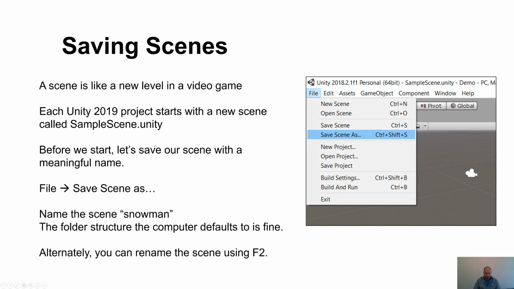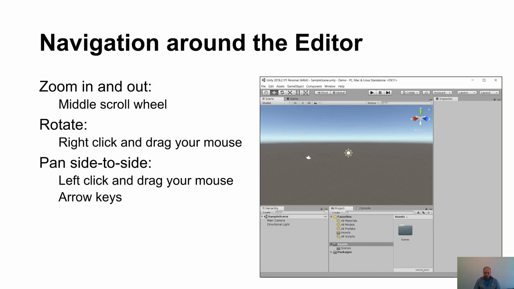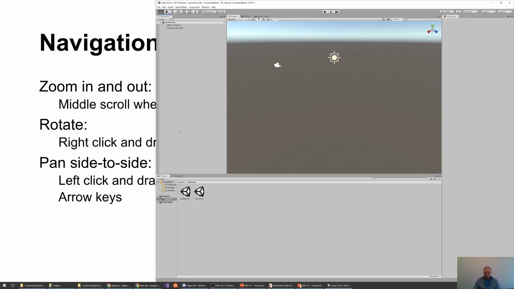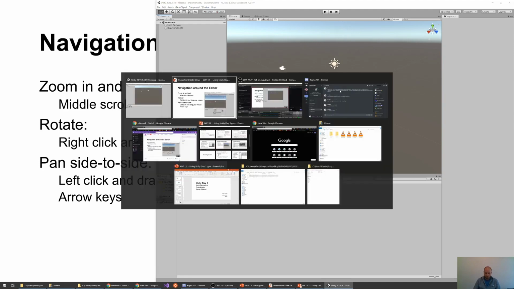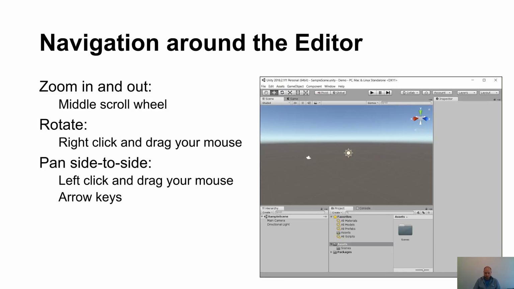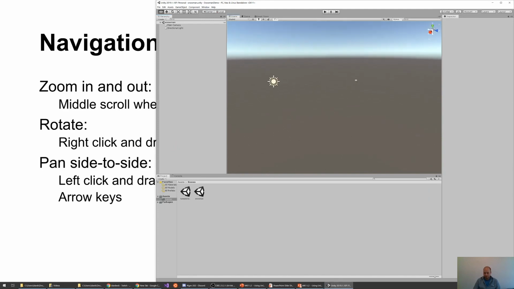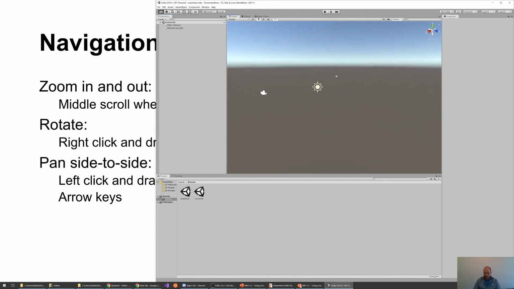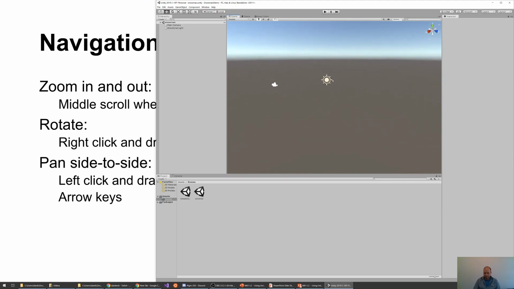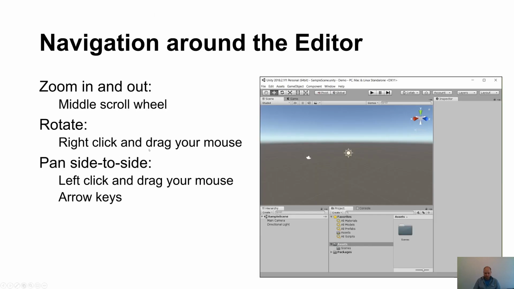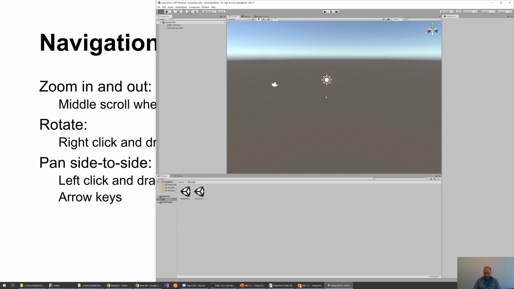Great. So let's navigate a little bit around the editor. To zoom in and out, you basically use the scroll wheel. To rotate, you right click and drag your mouse. And that's not going to rotate around a point. It's almost like a first person rotate. And then to pan side to side, you left click. Apparently not.